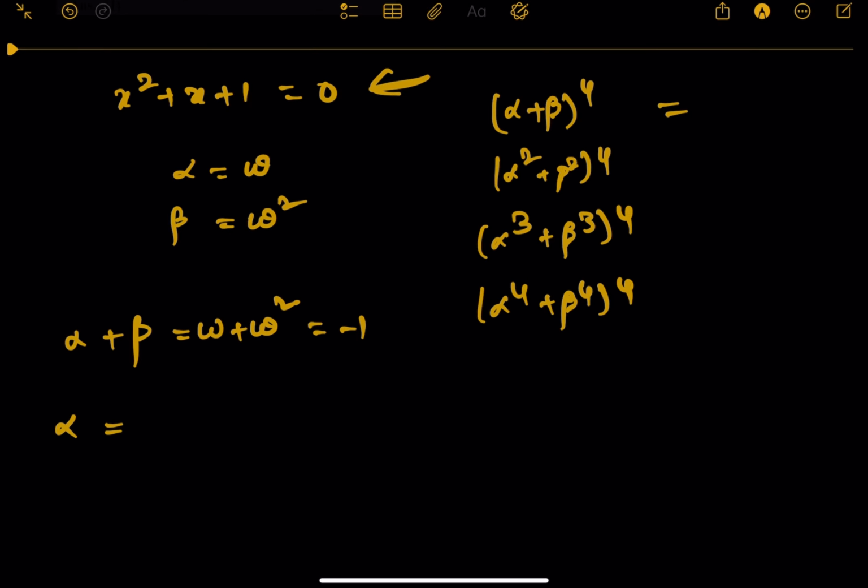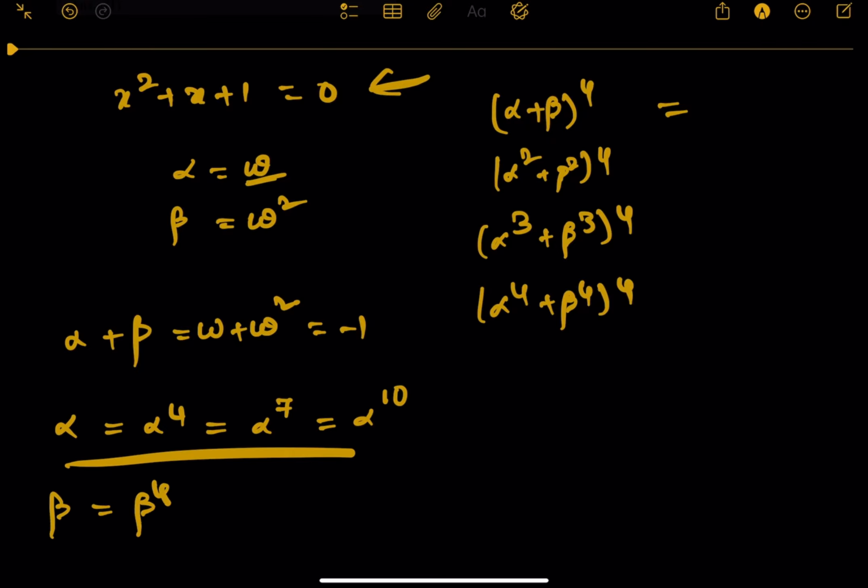Now alpha is same as alpha power 4. Yes or no? Alpha power 4 is omega power 4. So it has a cyclicity of 3, or a multiplicity of 3. This is same as alpha power 7, and this is same as alpha power 10. And similarly, beta is same as beta power 4, and this is same as beta power 7.